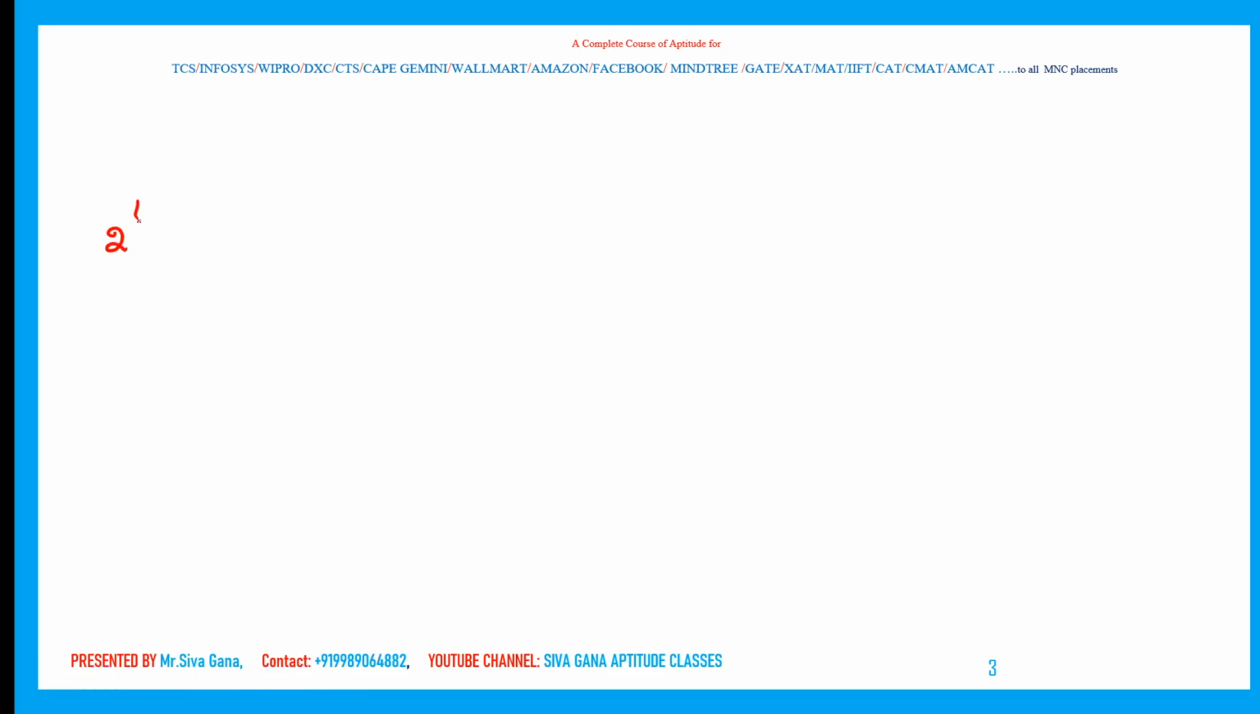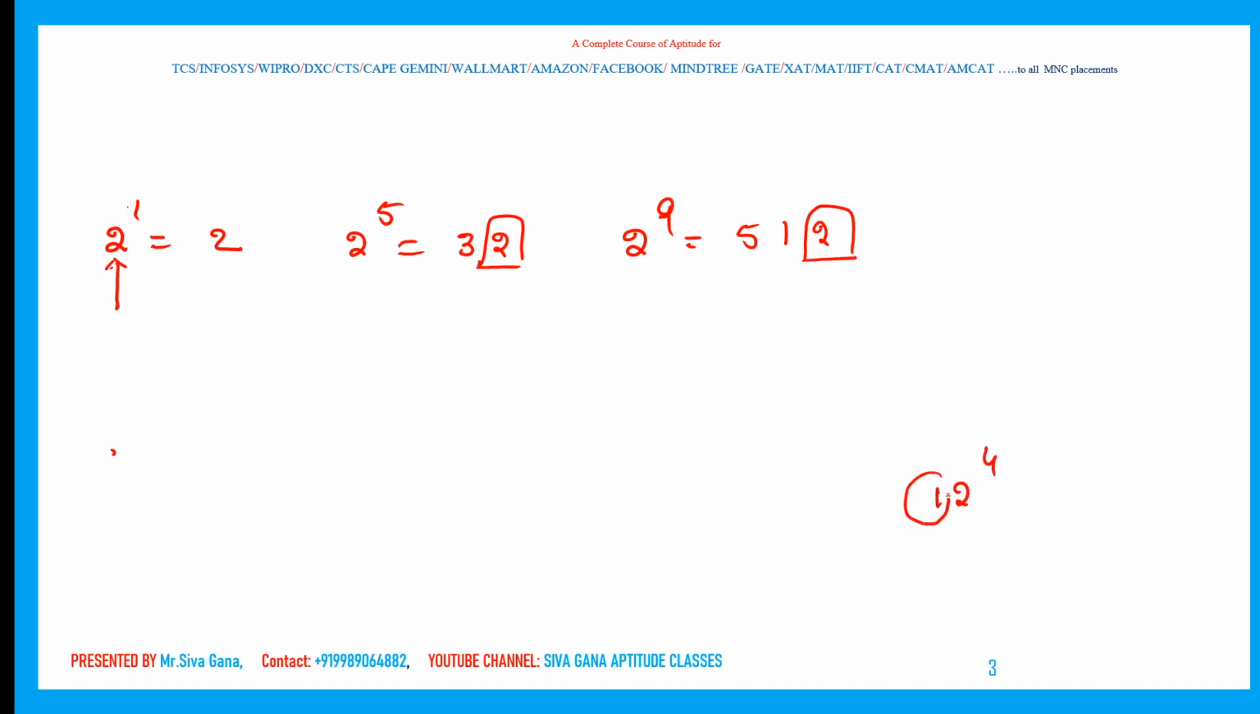Just see. 2 power 1, unit digit is 2. 2 power 5 is 32. Unit digit is 2. 2 power 9 is 512. Unit digit is 2. Now see, every 4 powers, right? This base I am taking as any digit. For example, for 12 power 4 the unit digit we need, there is no need to consider the other digit, which means in the base only the single digit. That single digit I am taking as the base.